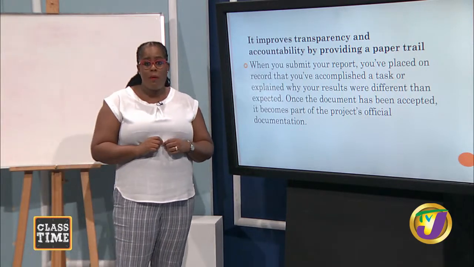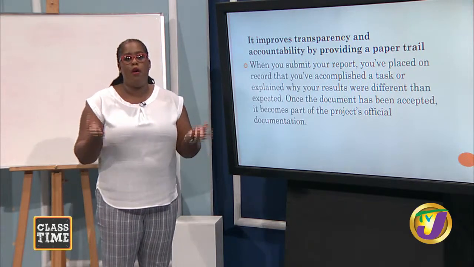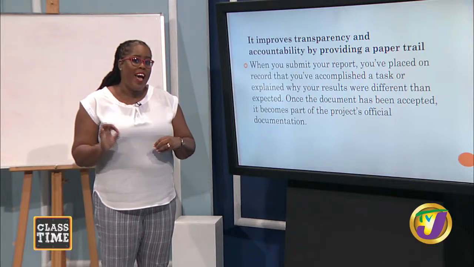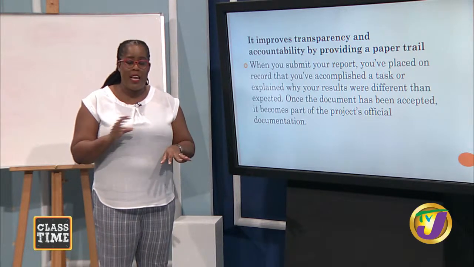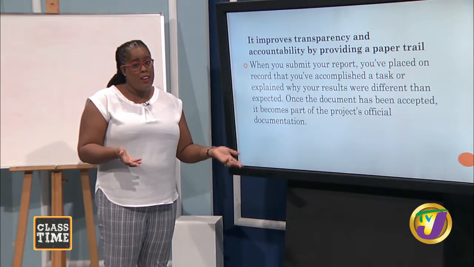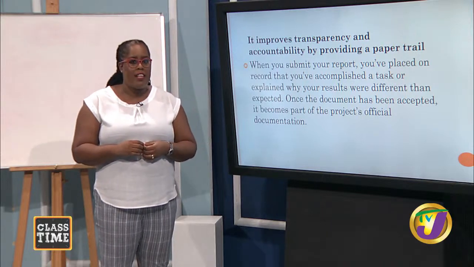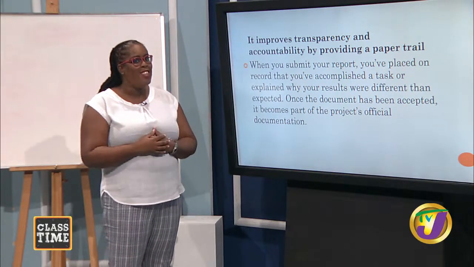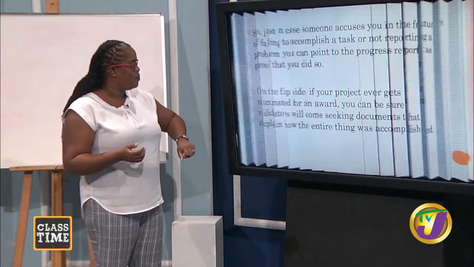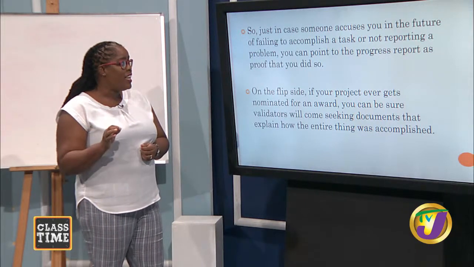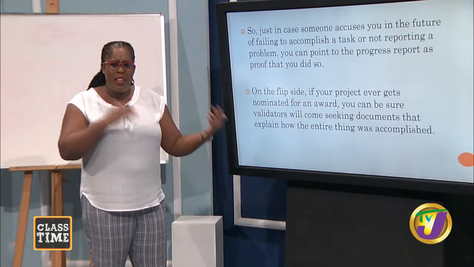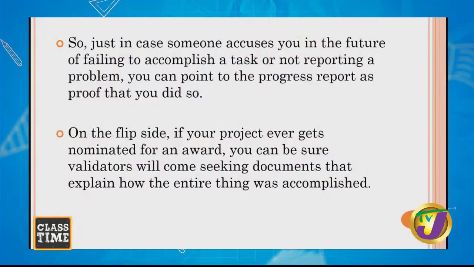So it creates accountability because each group member knows what it is that he or she is supposed to do. And it provides a paper trail. So if anything happens, anybody falls out of line, you can present your progress report and say, here it is, and these are the tasks that each person was assigned. All right? So another importance of the progress reports. So just in case someone accuses you, and I keep preempting all of this, right? Because I keep telling you, and then the information is here.